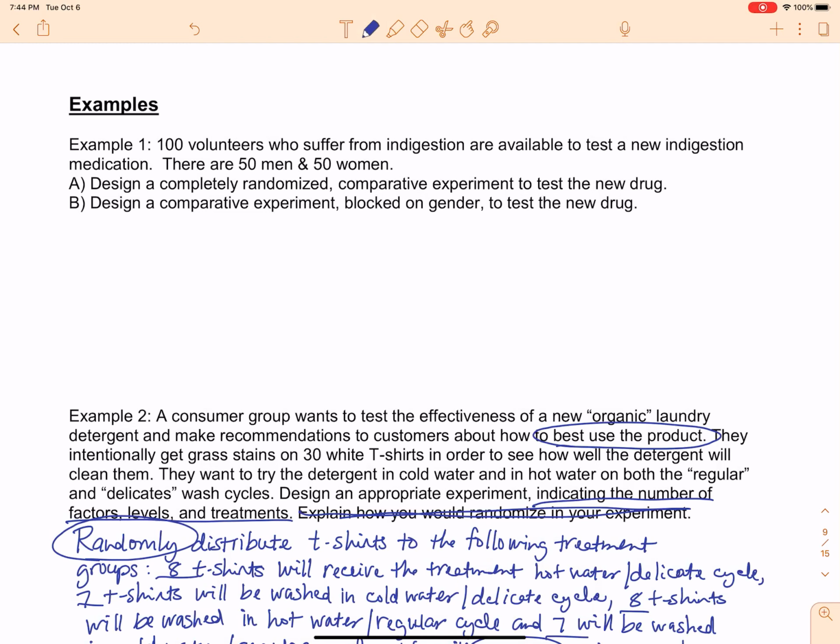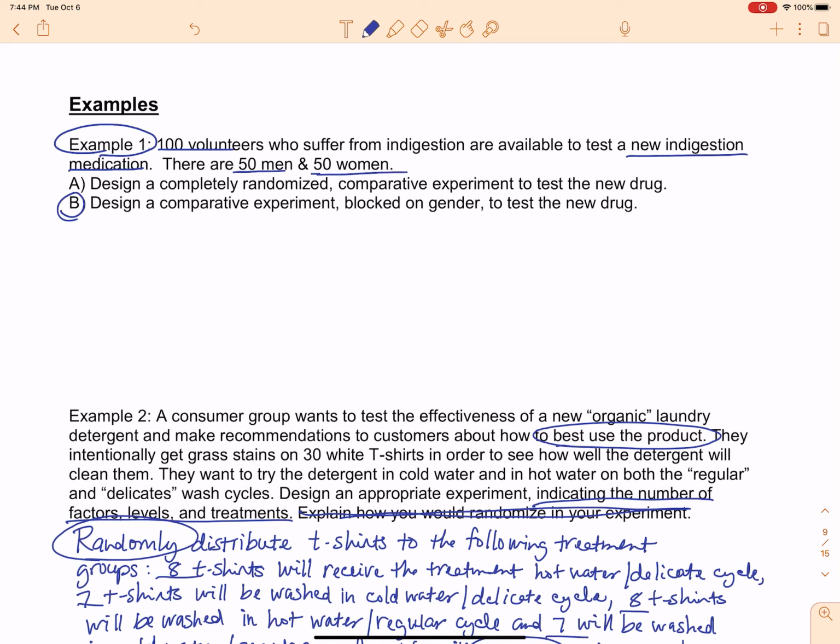All right, we are going to look at example number 1, take 2, because we are going to look at part B in this example, or in this video. You know what I meant. So we've got 100 volunteers suffering from indigestion, and we have a new indigestion medication. There are 50 men and 50 women.